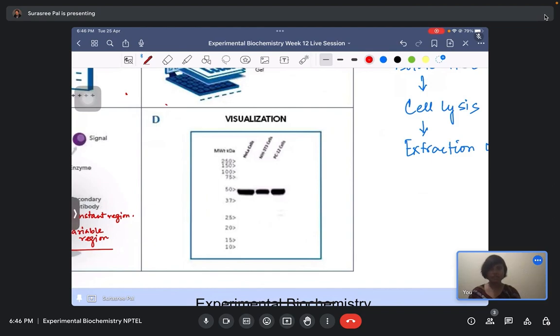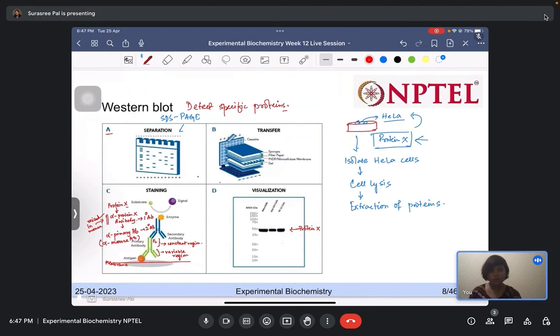So the last step is the visualization step, and we will be able to visualize the bands where the protein of our interest is, and the bands that will form will actually be the proteins where the primary and the secondary antibody has bound and given a signal, right? And this will be the band of our interest, or the protein of our interest. So this will be, suppose, protein X, right? So that is the visualization step. Any doubts so far?